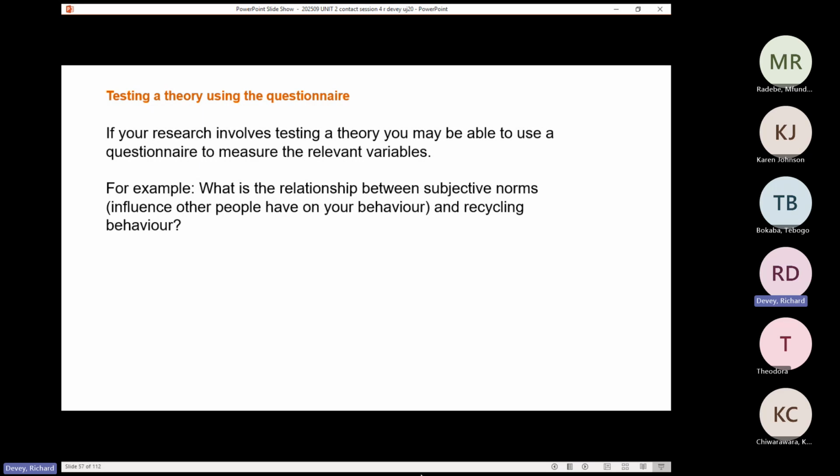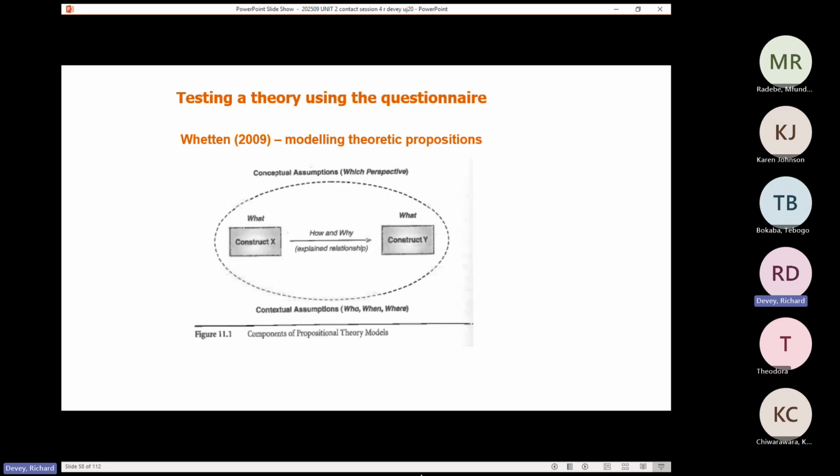So you can test that relationship, and you could ask questions in a questionnaire where you measure the subjective norm and you measure the recycling behavior of the individual, and then you can test that theory using the responses that you get from the questionnaire. This is going back to an earlier session where we showed this theory, and this is a very simple example of a theory. But it's just to make the point that sometimes when we're using questionnaires, we will be testing a theory. And we do it often in the work that we do.